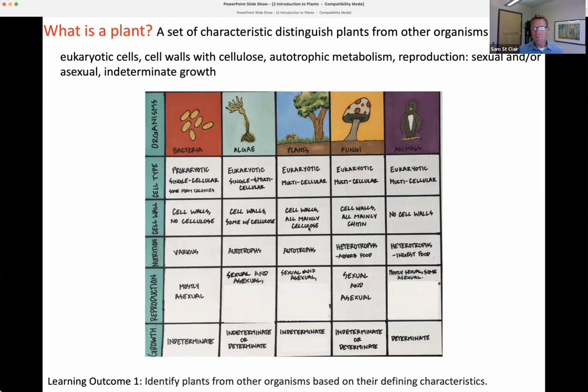Plants produce cell walls made out of cellulose. And there are several other groups of organisms that also produce cell walls. Bacteria, algae, and fungi all produce cell walls. But bacteria and fungi don't make cell walls with cellulose. So the presence or absence of cell walls, animals don't produce cell walls, is a really good way to distinguish plants from other types of organisms.